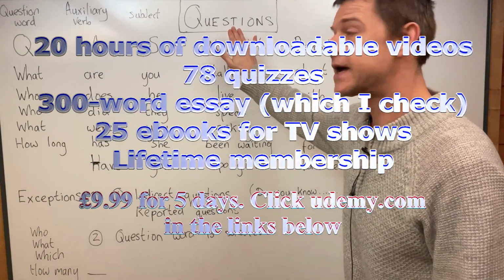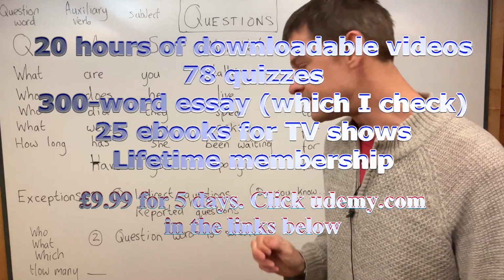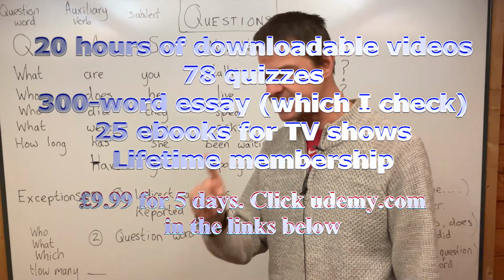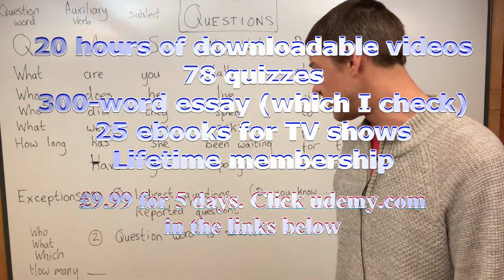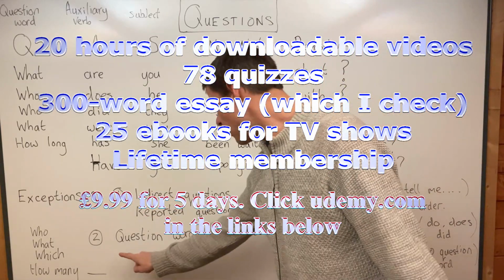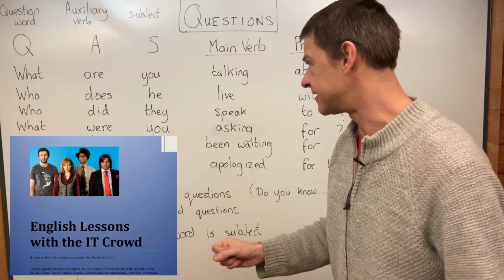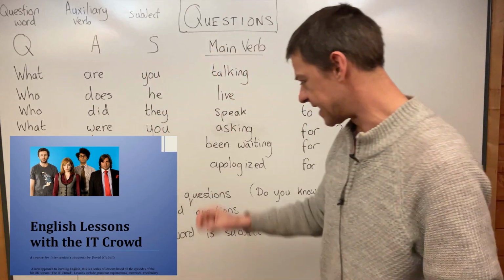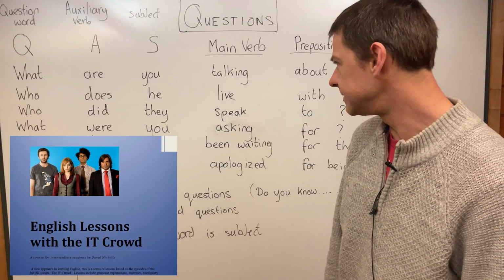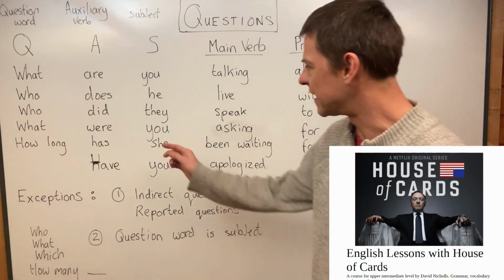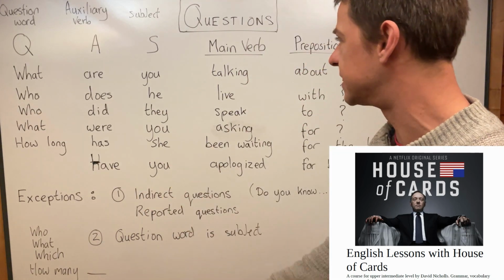We're going to quickly look at questions, and this is just a summary. We're going to go into more details with questions, in particular indirect questions and reported questions in the next class. And also we're going to talk about when the auxiliary verb isn't necessary or when the inversion doesn't happen, which is when the question word is subject. Okay? In fact, it's just do, does and did that we'll talk about, but I'll go into that in more detail in a future lesson.